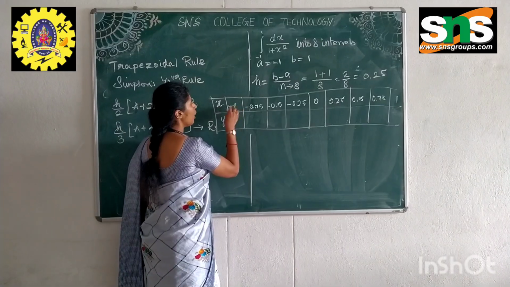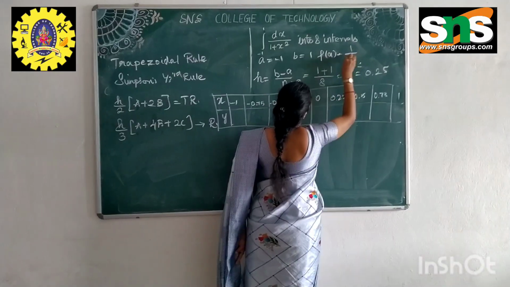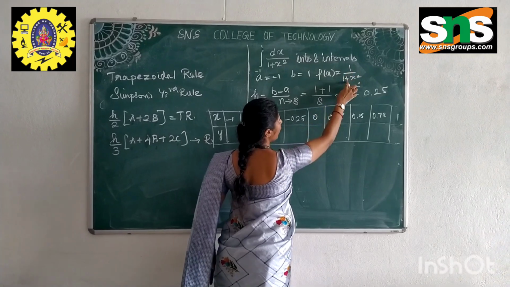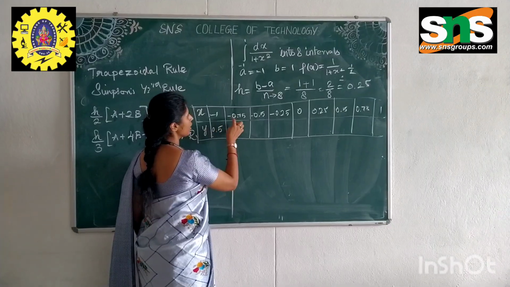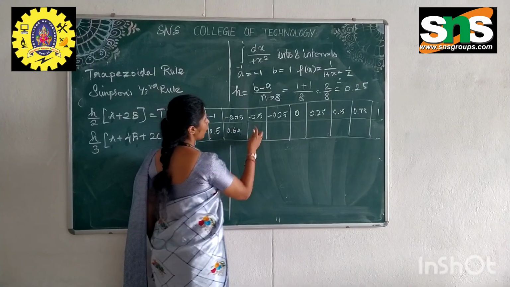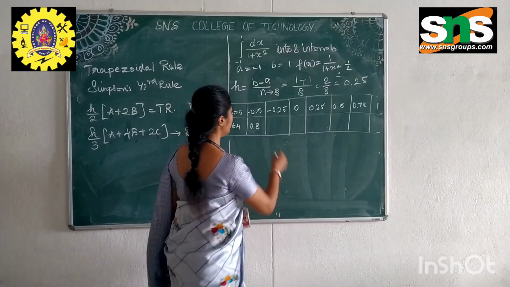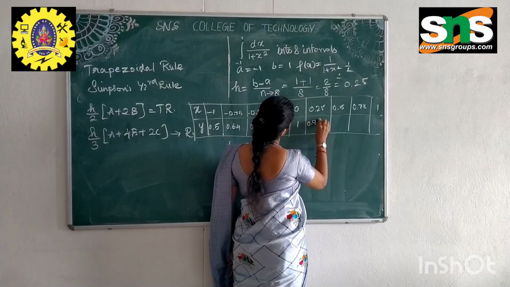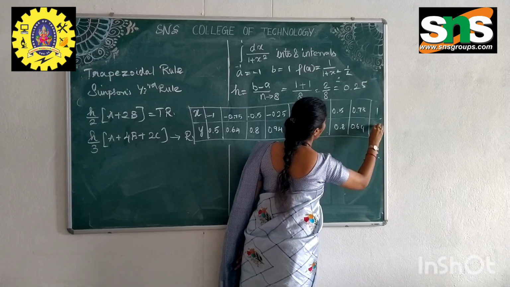Now we are going to apply these x values in the given function, f of x. On applying the value minus 1 in f of x, we get 1 by 1 plus minus 1 square, which results in 1 by 2, which is 0.5. Similarly, when we apply minus 0.75, we get 0.64. Next, on applying minus 0.5, we get 0.8. On applying minus 0.25, we get 0.94. Similarly, on applying 0, we get 1. Next, 0.94 for 0.25, then 0.8, 0.64 and 0.5.